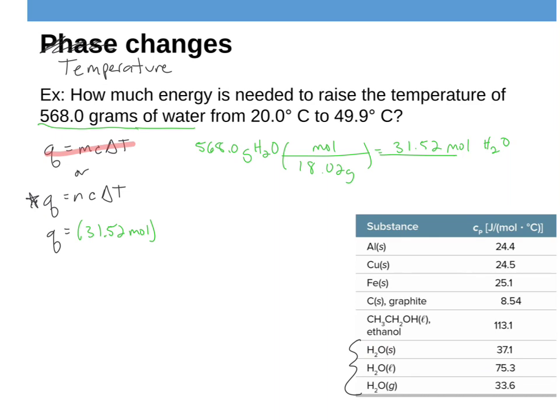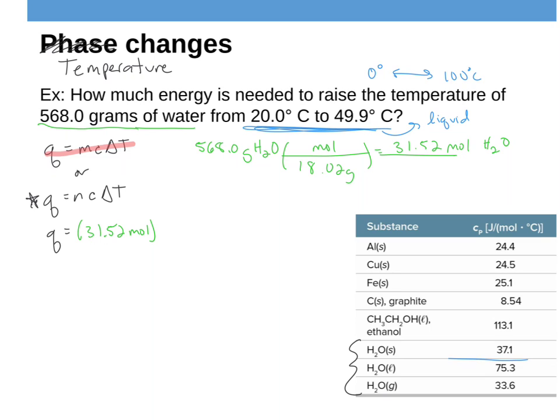So we need to pay attention to what phase we are in here. I need to double check my temperature. If I go up here, I see that my temperature is 20 degrees Celsius to 50 degrees Celsius. And I should know that water freezes at 0. It's liquid until you get to 100 degrees Celsius, which is where it boils. And that's like the definition for Celsius. So I know that this is liquid the whole time.